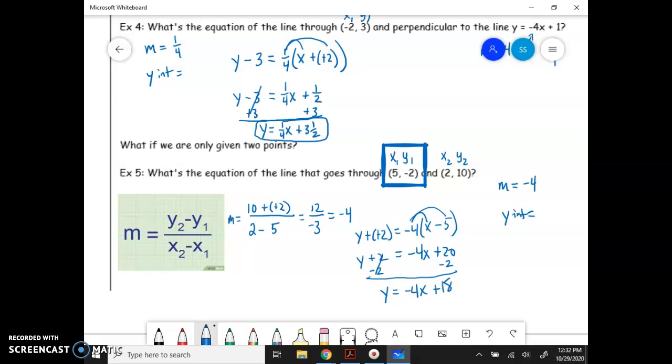So there we go. There's our slope, there's our y-intercept. We are done. Here's the equation.